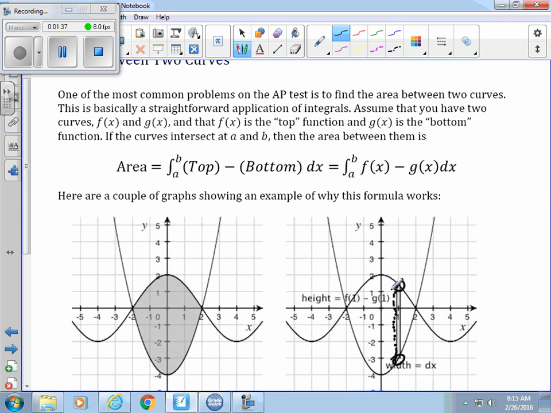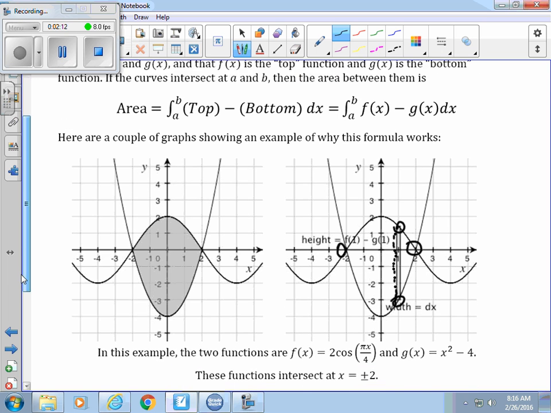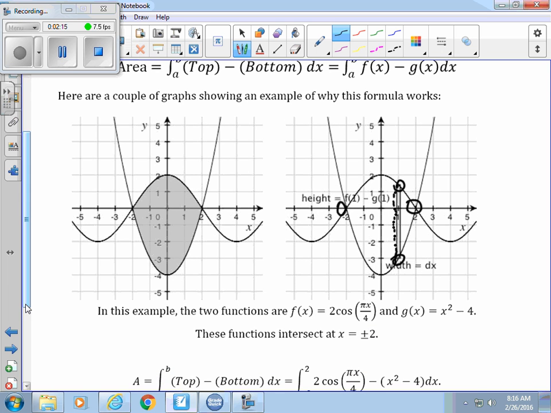Well, I can use that to find the area between two curves by integrating the top y value minus the bottom y value from the intersection point to the intersection point. And that will give me the area between the two curves, because it will add up all those teeny tiny rectangles with that height. So the formula for finding the area between two curves is the integral from a to b of top minus bottom, where a and b are the intersections of the two curves. And those graphs are why it works. I'll give you a minute to write.